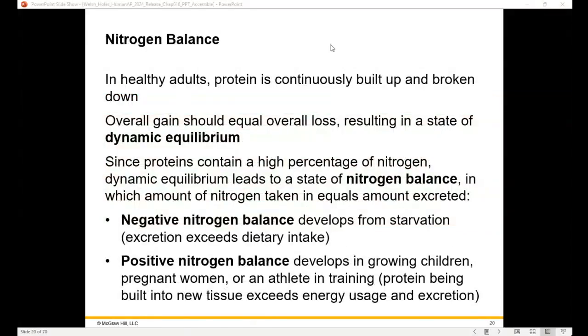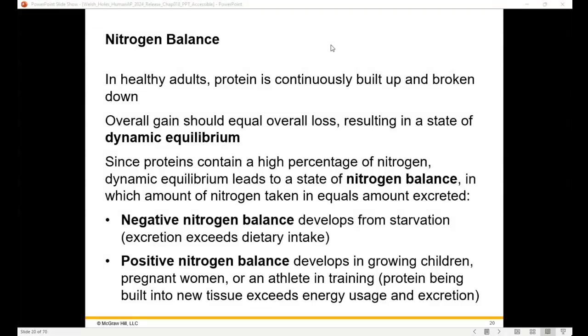All right, let's talk about nitrogen balance. In healthy adults, protein is continuously built up and broken down. Overall, gain should equal overall loss, resulting in a state of dynamic equilibrium. Since proteins contain a high percentage of nitrogen, dynamic equilibrium leads to a state of nitrogen balance, in which the amount of nitrogen taken in equals the amount excreted.